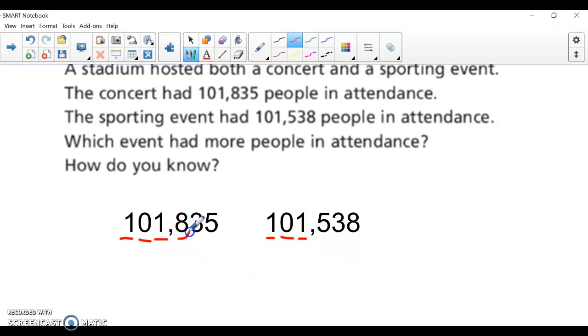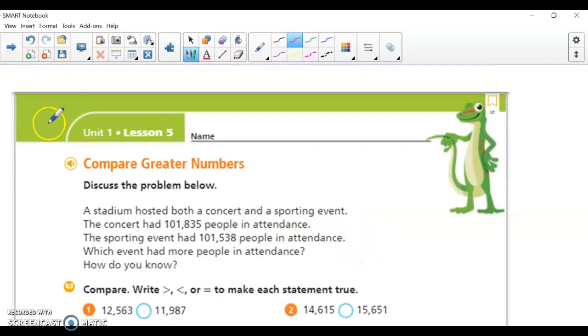I see a difference here. I have 800 here and only 500 here. That means there has to be more people that went to the concert. 101,835 people is greater than 101,538 people.